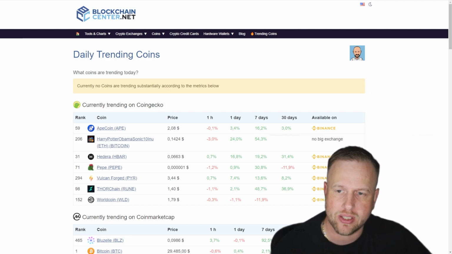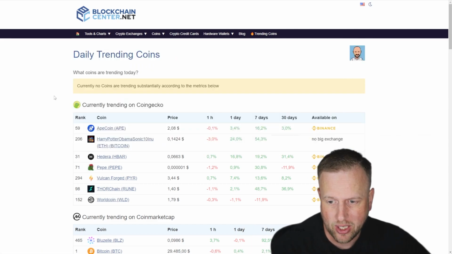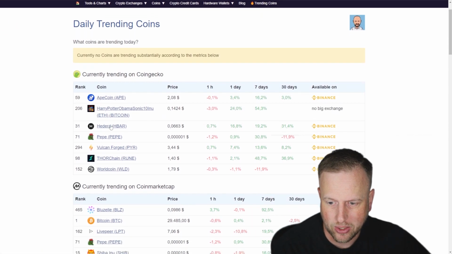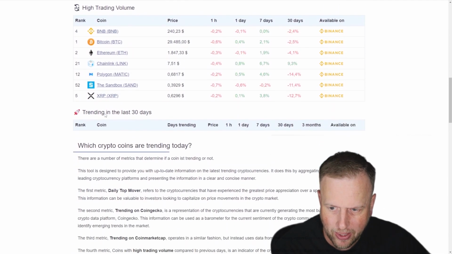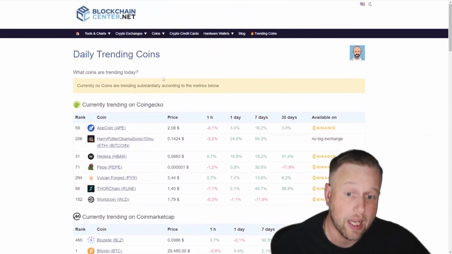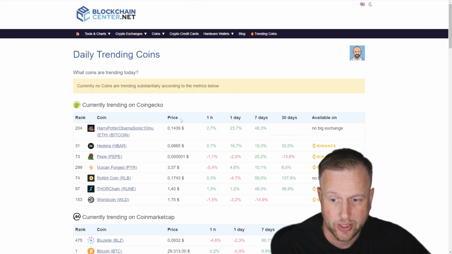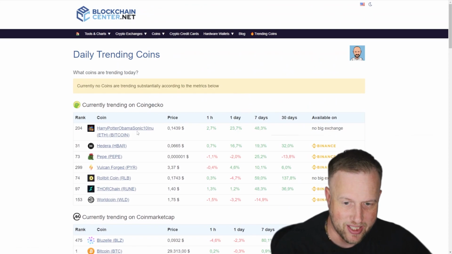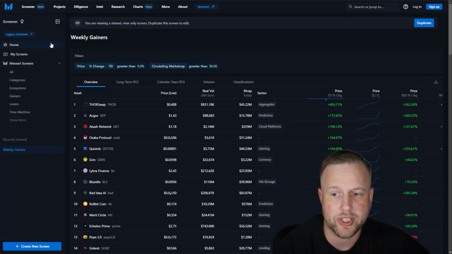blockchaincenter.net/en/trending coins. Again, this is all in Discord, so you don't have to remember all this. Hop on in, grab it, check us out. But you can see what's currently trending on CoinGecko, CoinMarketCap, daily top winners, high trading volumes, and a lot more on this site too, right? Boom, trending coins right there. It's a Harry Potter, Obama, Sonic, Inu coin. Oh boy.